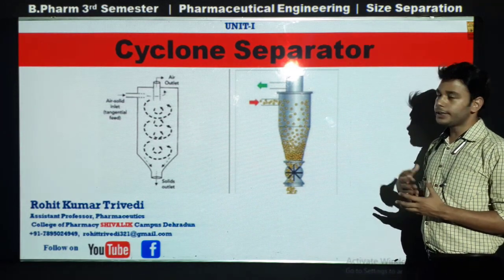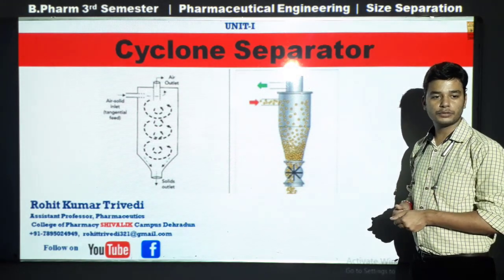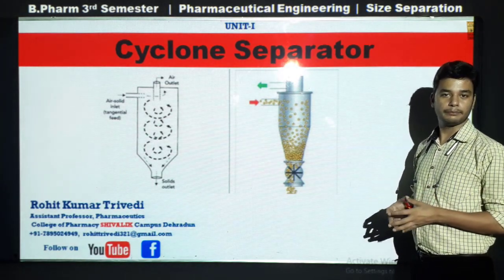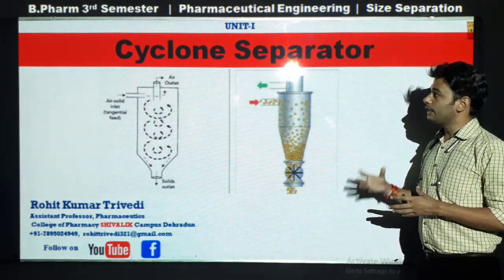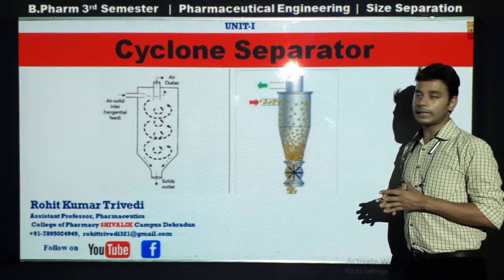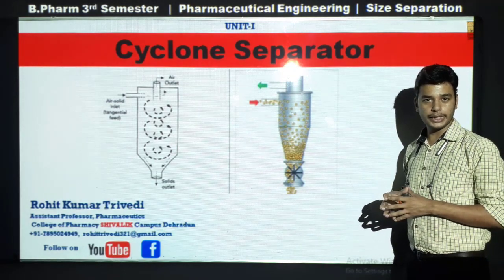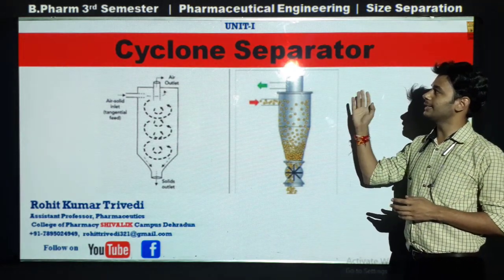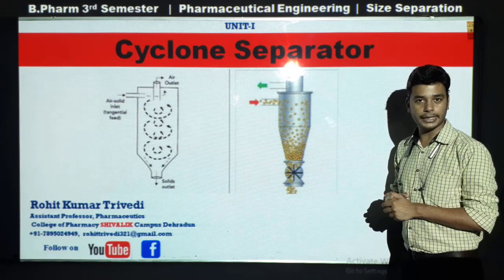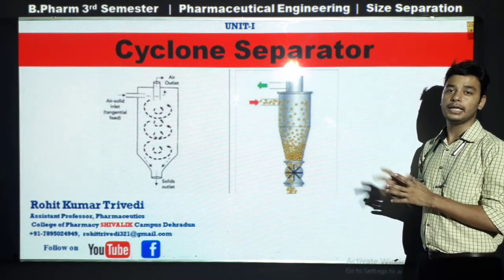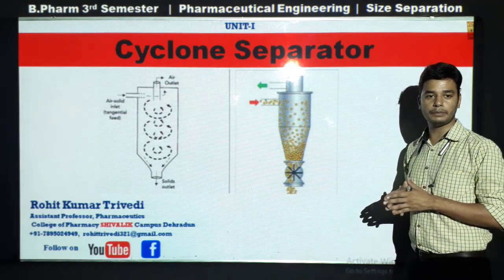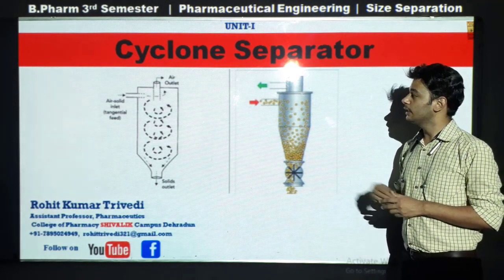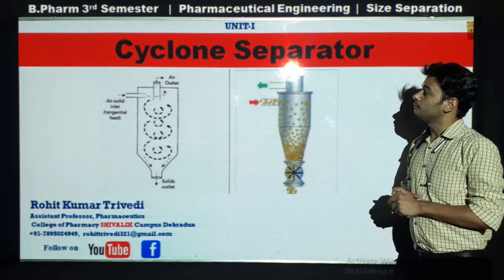We have already discussed the various aspects of the process of size separation, the basic principles, and the objectives of size separation. For the purpose of size separation, we use several machineries. Today we will discuss the cyclone separator that is used for size separation. Particles are separated on the basis of their particle size using this machinery.